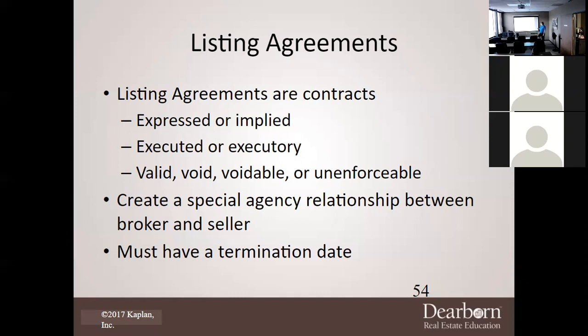Now, again, it creates a very special agency relationship between the broker and the seller. If you notice here, broker and seller is who it's between. It's not between the sales agent and the seller. It's between the broker and the seller. And again, it must have a termination date. I'm going to add something in here. It must have a reasonable termination date.